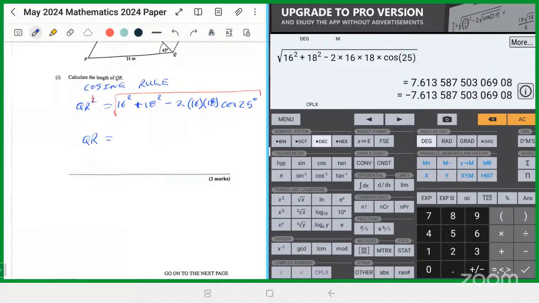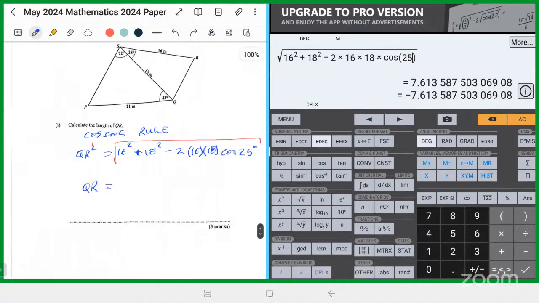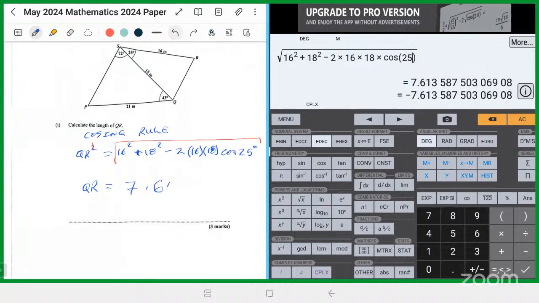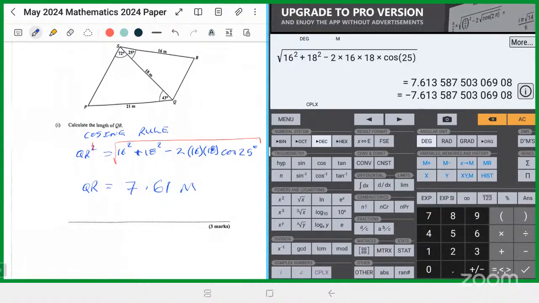7.61. The question didn't tell us how accurately we should give the answer, so I give it correct to three significant figures: 7.61. That's meters, not centimeters. The distances are meters. And that's the answer for that one.